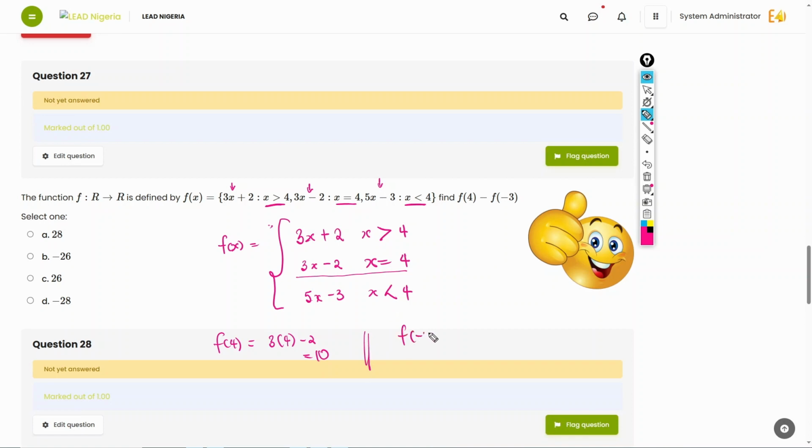And then for f of minus 3, we'll have to use the last one, because minus 3 is less than 4, so it falls within this domain. That will be 5 times minus 3 minus 3, that will be minus 15 minus 3, which is minus 18. So what's the question? It's f of 4 minus f of minus 3, that will be 10 minus 18, which should give me... actually 10 minus minus 18, positive 28. That's option A.